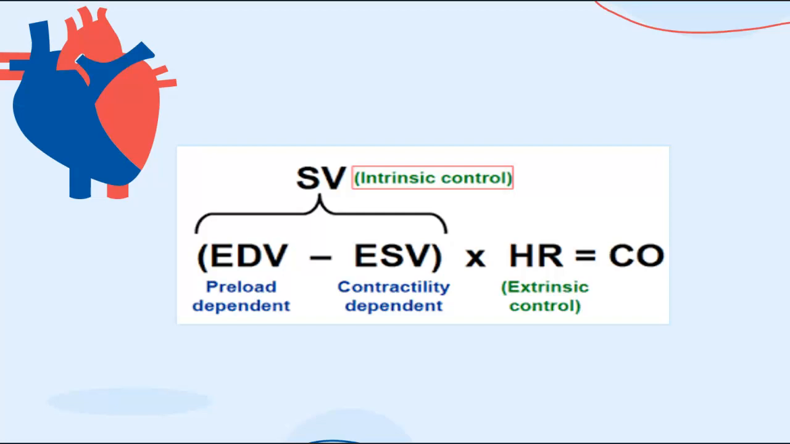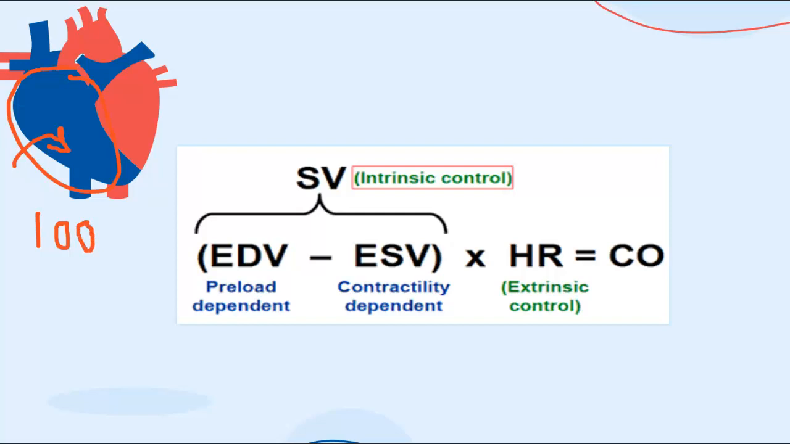So what's the end diastolic volume? The end diastolic volume is the volume of blood which is received by the ventricle at the end of the relaxation phase. For example, if the left ventricle received 100 ml at the end of the relaxation phase, that means 100 ml is our end diastolic volume.